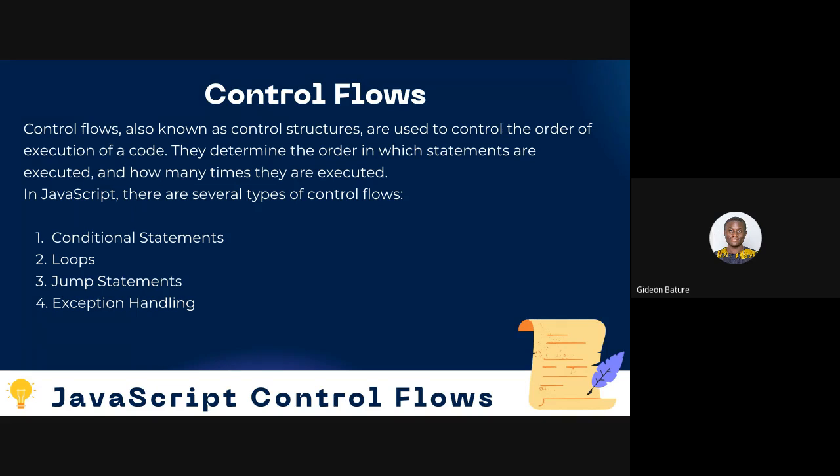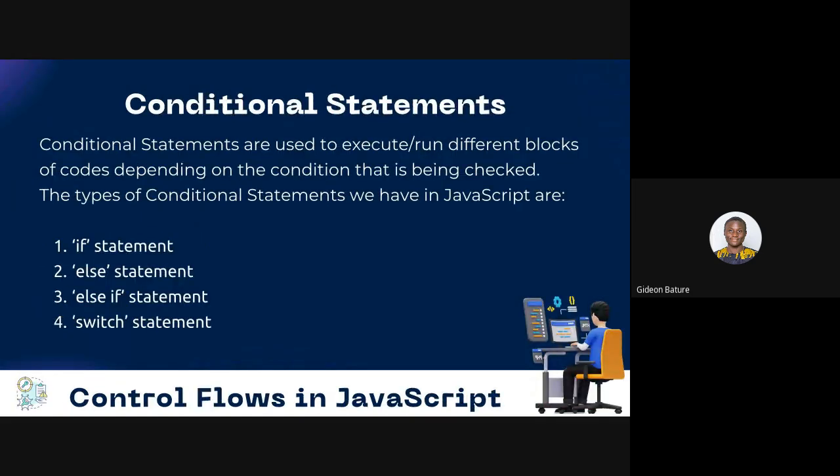Now in JavaScript, there are four different kinds of control flows, although it's not limited to this, because programming languages evolve over time. But for now, there are four major control flows in JavaScript. The first one is conditional statements. The second one is loops. The third one is jump statements, and the fourth one is exception handling. Now, let's look at the first one, conditional statements.